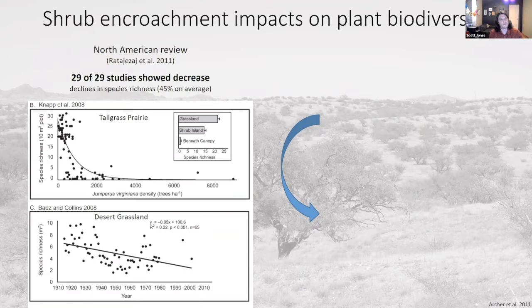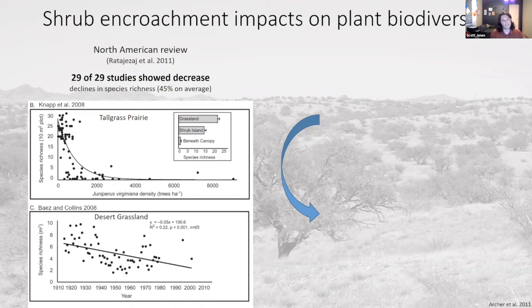But what about herbaceous biodiversity? Well, there was a review across North America that looked at 29 different sites, and they showed as shrub encroachment increases, you have a dramatic decline in the amount of species richness you have herbaceously. So there's two figures here. The top one is juniper moving into a tall grass prairie. And then the bottom one is creosote moving into a grama grassland.